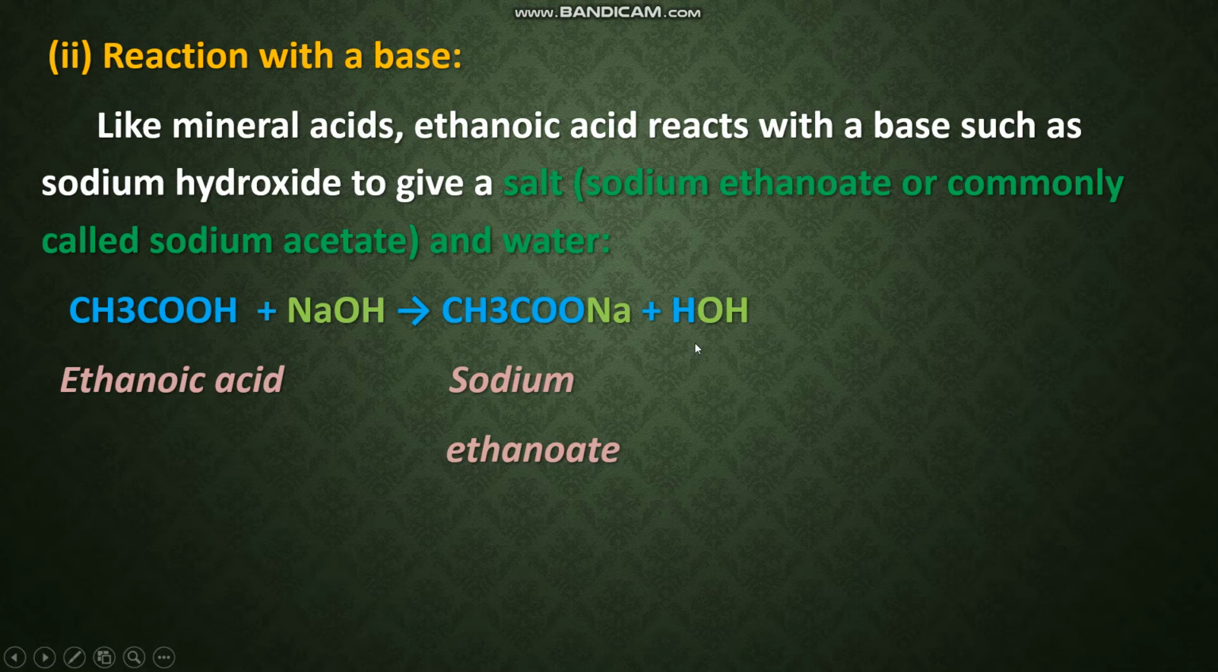So generally what we can say, an acid reacts with the base. We are getting its sodium salt and water. So here ethanoic acid reacts with a base or alkali, sodium hydroxide. We are getting sodium salt of the acid and water. What is the sodium salt? In the place of hydrogen, one sodium occupies. That is called the sodium salt. And we are getting water as the byproduct. This is called sodium ethanoate, otherwise sodium acetate.